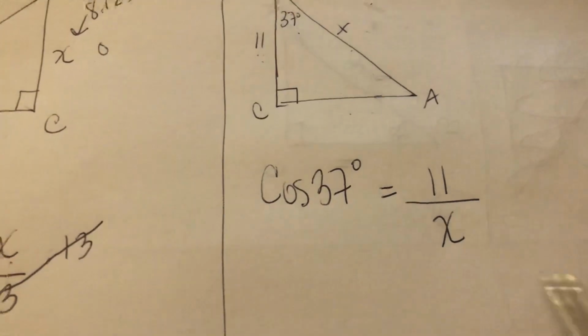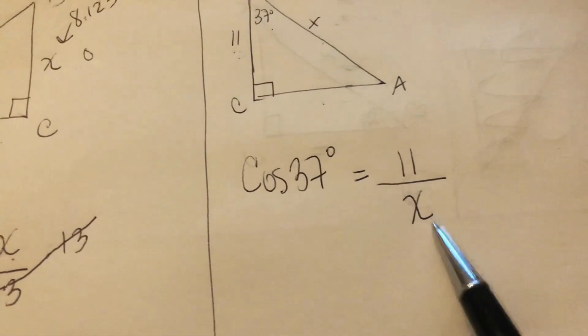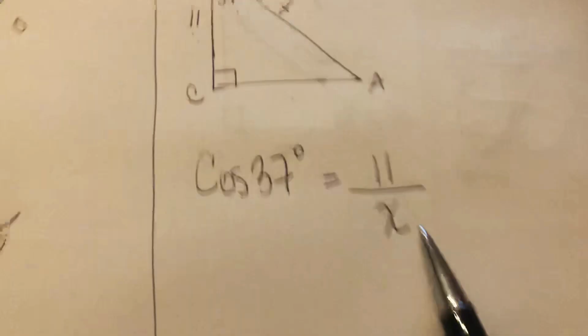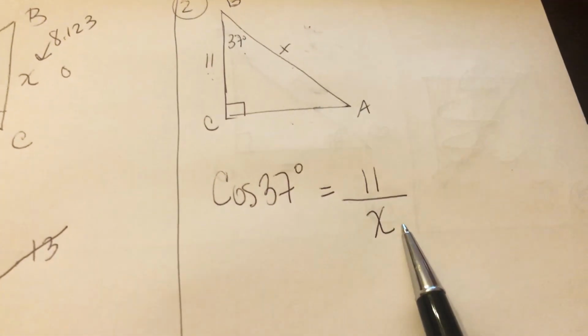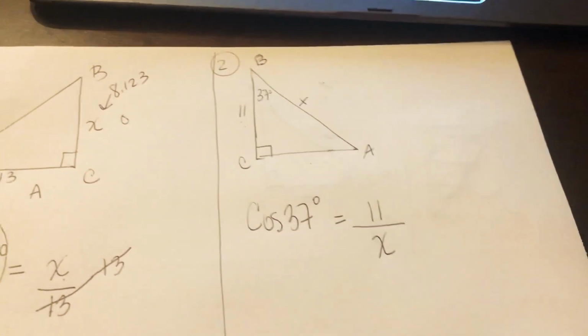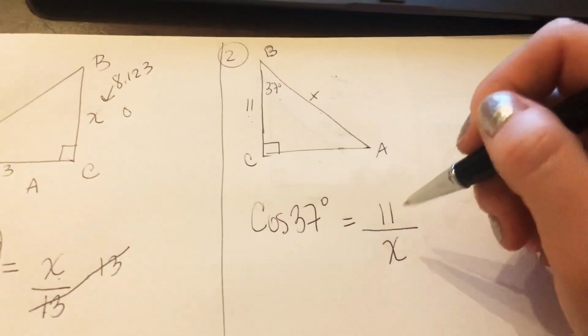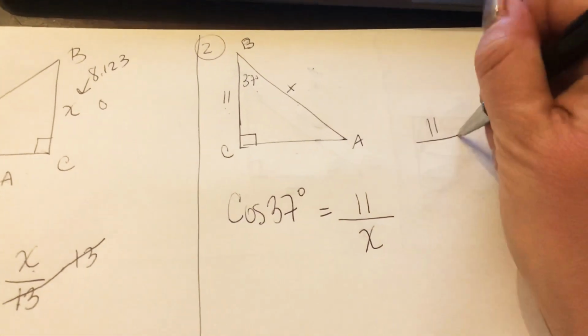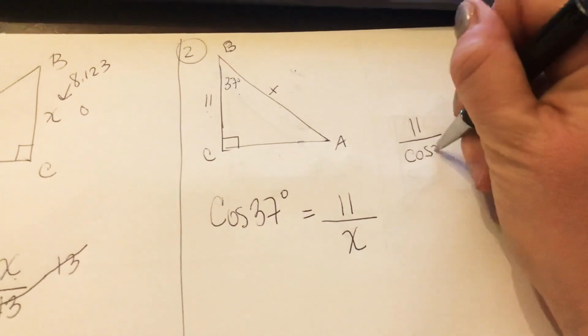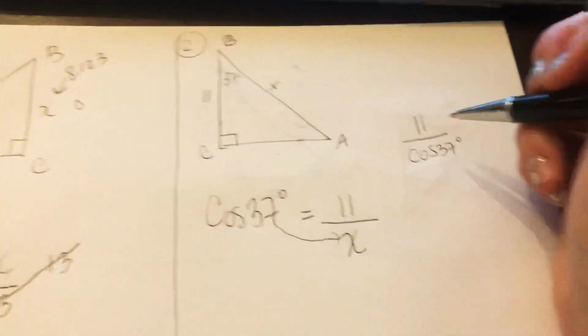Now, how do I solve here? The reason I showed you both, you'll notice this one had my x at the top, at the numerator. This one has my x in the denominator. So I want to make sure you know how to solve in both situations. What do I do when my x is in the denominator? I'll tell you the shortcut, but then I'll show you why. You're going to wind up having 11 divided by the cosine of 37 degrees.